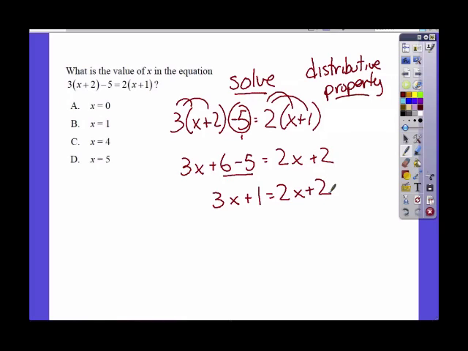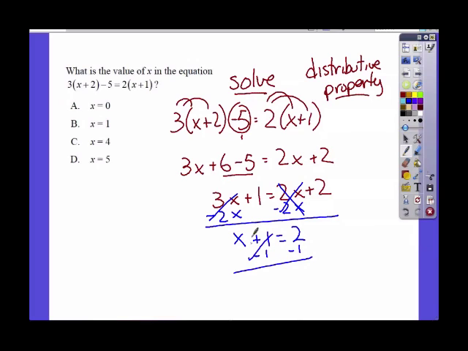Now we want to solve for x, so we're going to get all the x's on one side. So let's take the 2x on the right-hand side and subtract it from both sides. And now we have the equation 1x, or x, plus 1 is equal to 2, because the two x's kind of cancel themselves out. Now it's easy to see, because what number plus 1 equals 2? Well, that's obvious. The answer is going to be x is equal to 1. So we circle letter B.